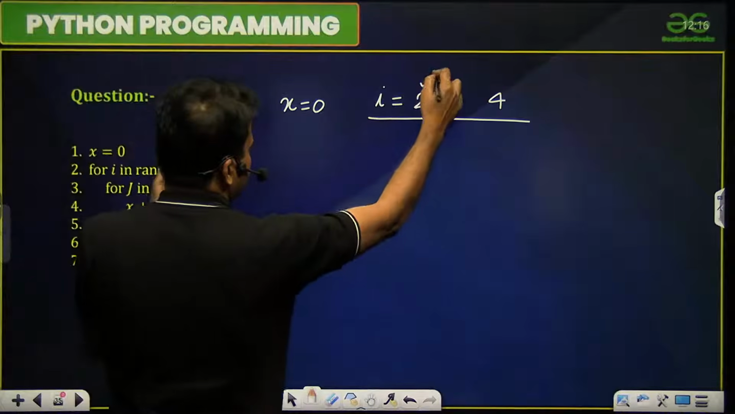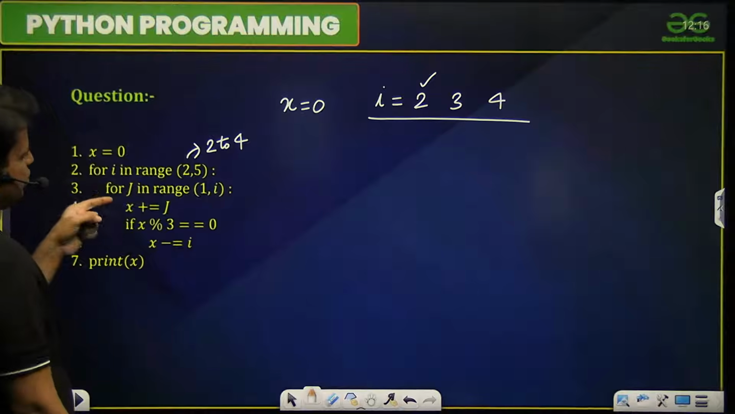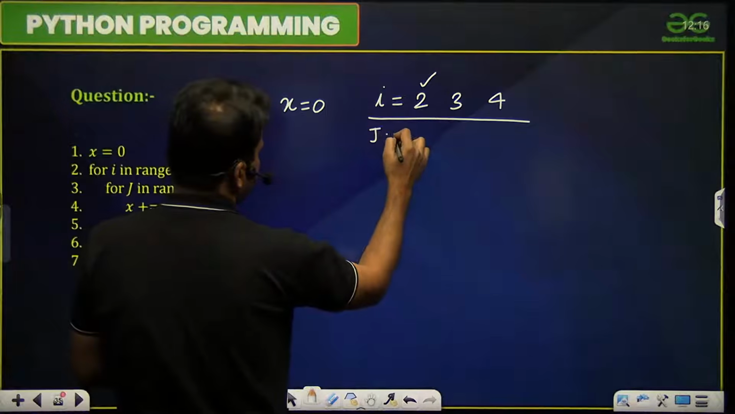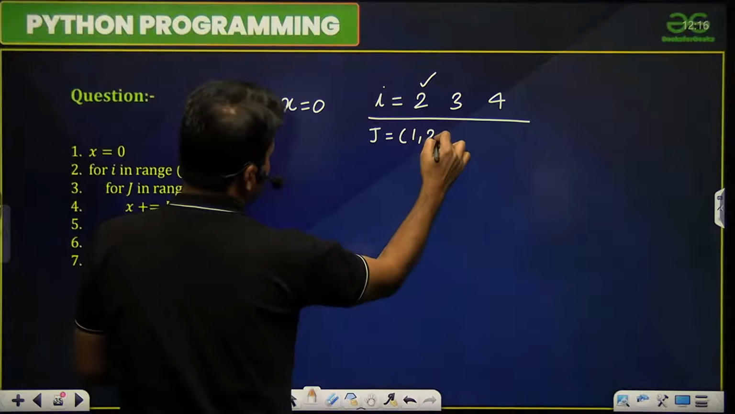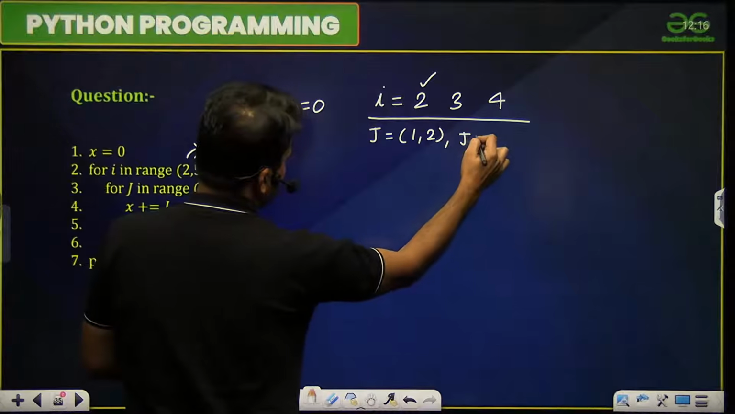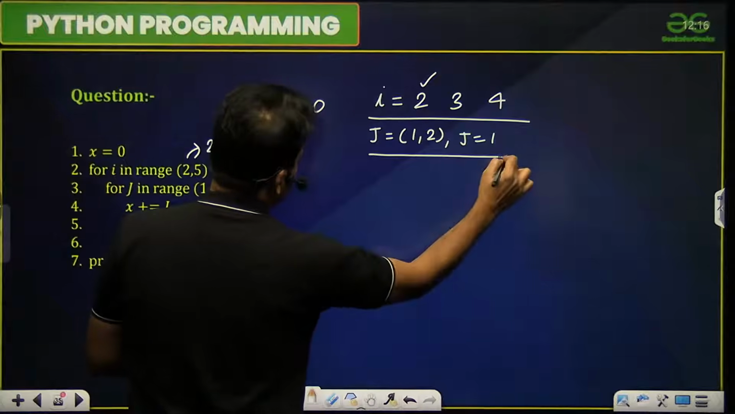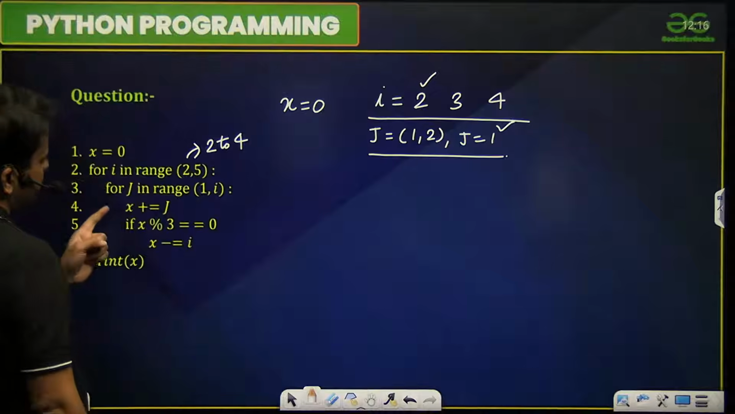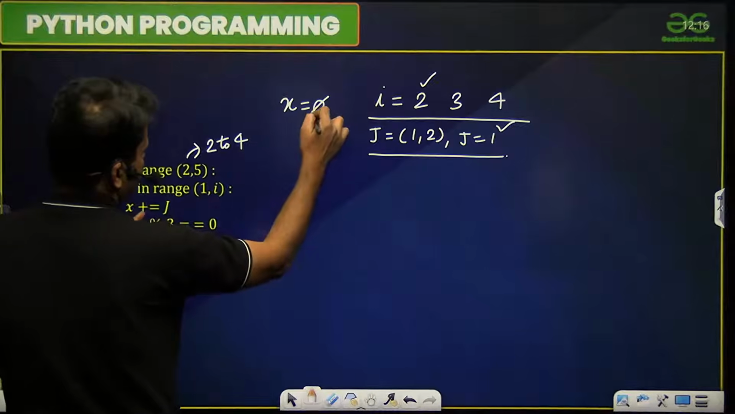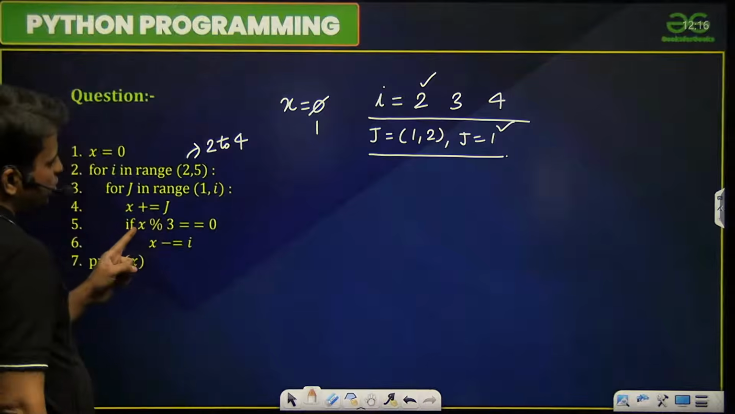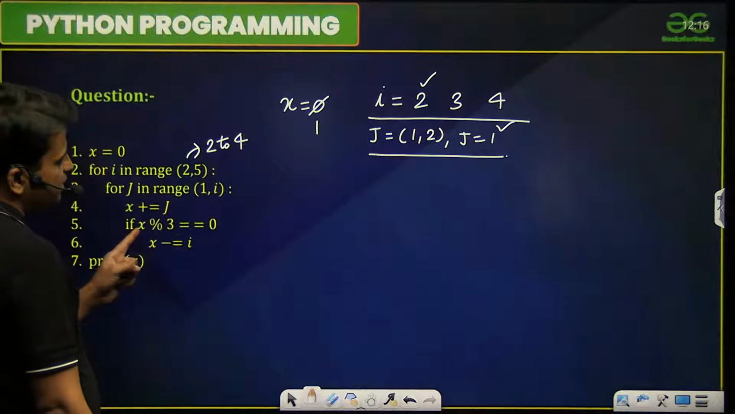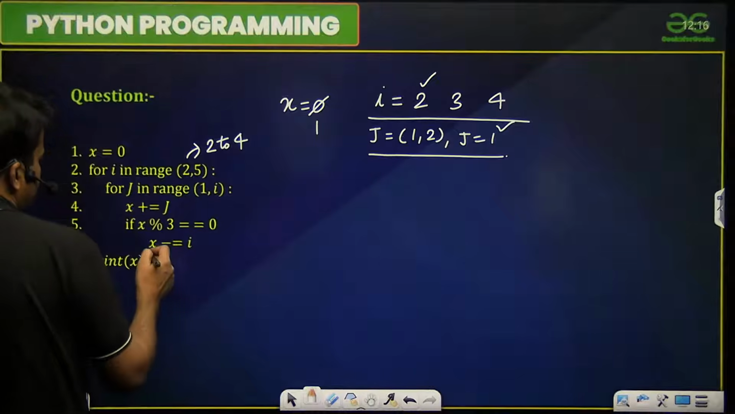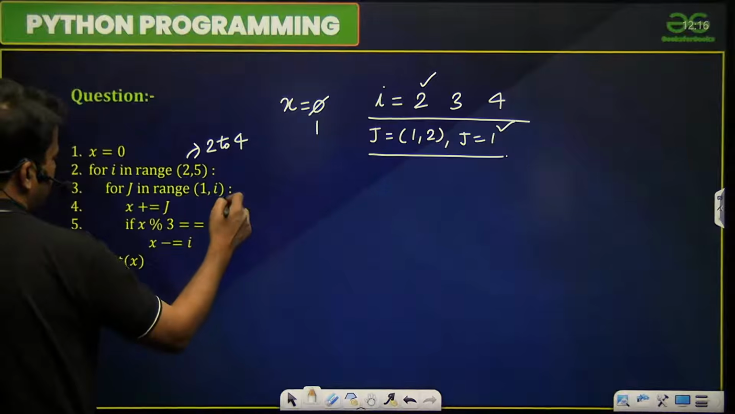So if first I is 2, then j in range 1 to I. J in range 1 to I means what, sir? I is 2. So what is the possible value of j? Sir, j in range function only 1. So if j is 1, x equals to x plus j, it will be 1. X modulus 3 equals to 0? No, x modulus 3 is not equals to 0. This condition is false. So if this condition is false, then again go to here.